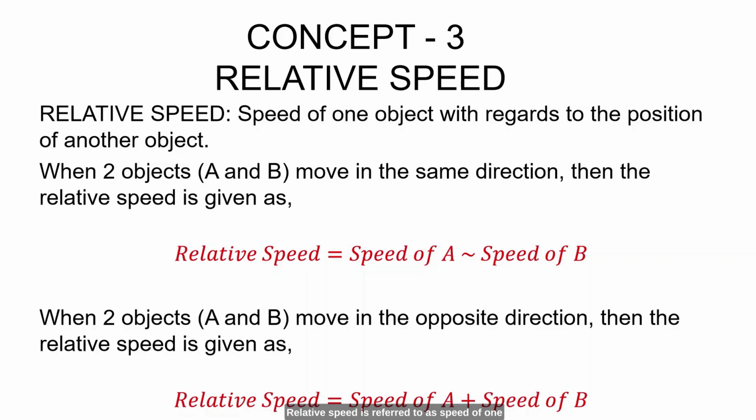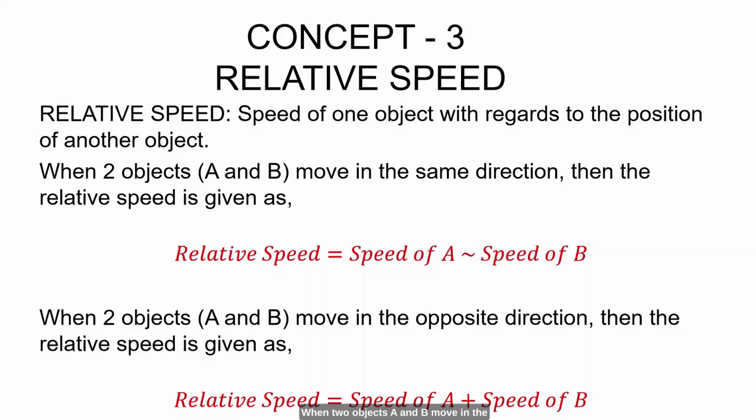Relative speed is referred to as speed of one object with regards to the position of the other. The term relative means comparison. Here, relative speed refers to the speed of object A, and this speed depends upon the position of object B. That is, when two objects move towards each other, we can calculate the relative speed, and when two objects move in opposite direction to each other, we can calculate relative speed. So the first case is when two objects move in the same direction, and the second case is when two objects move in the opposite direction.